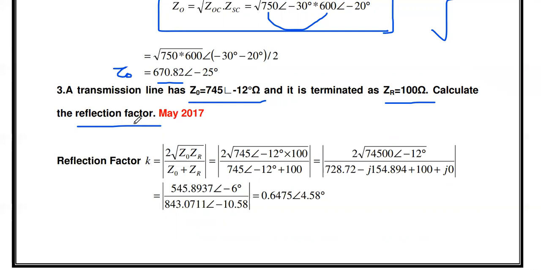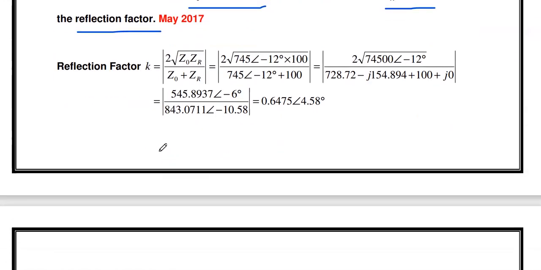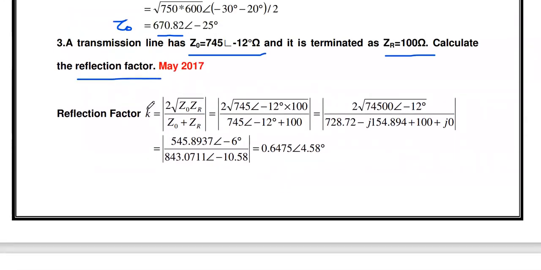If you want to watch that lecture video, in my channel, under the name Transmission Lines and RF System, there is one playlist, and all the videos are available there. You can use it. The reflection factor is indicated by small k. The formula is the modulus of 2 into the square root of Z0 ZR divided by Z0 plus ZR. Here Z0 and ZR are given.